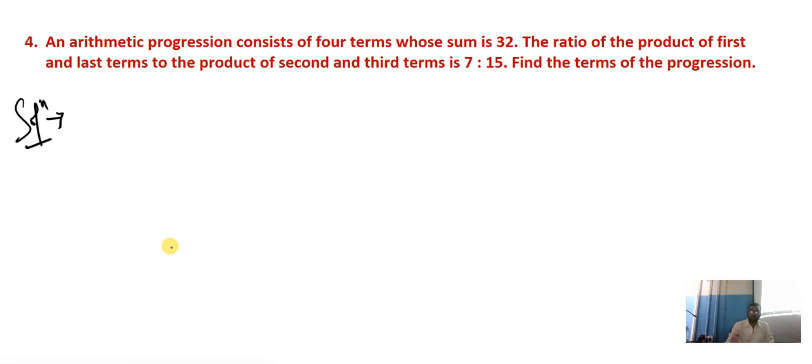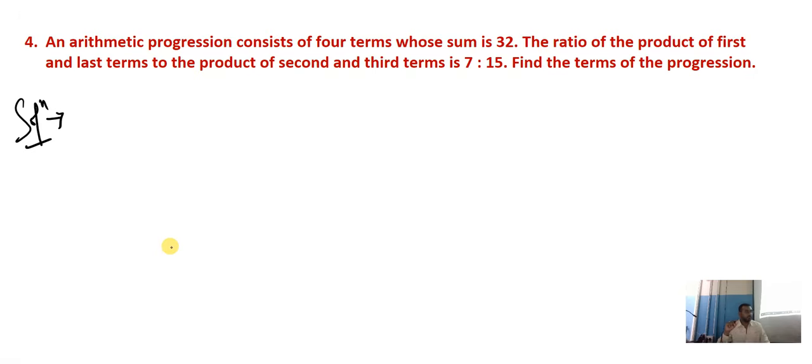An AP consists of 4 terms. How many terms are there? 4 terms: A1, A2, A3, A4, whose sum is, if you add all those four terms, I'll give you one logic.